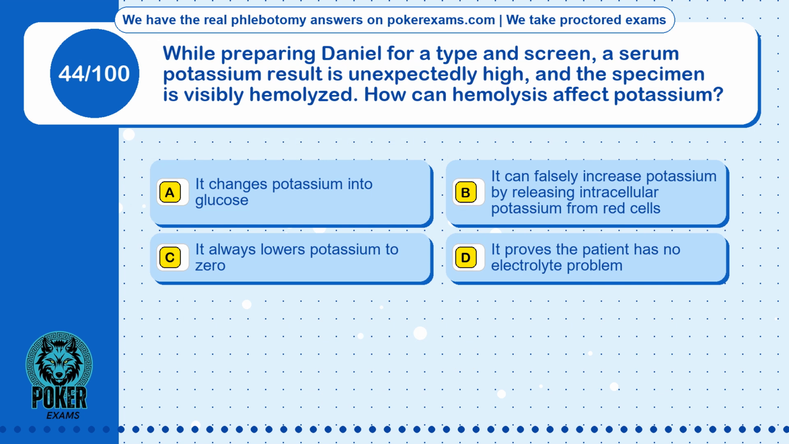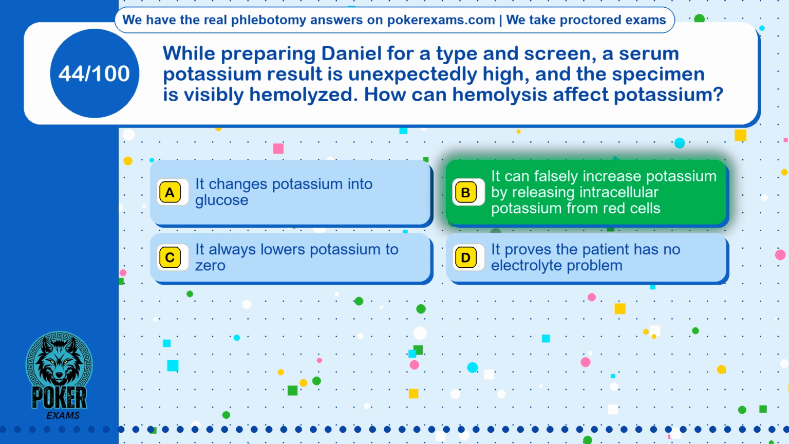Question 44. While preparing Daniel for a type and screen, a serum potassium result is unexpectedly high, and the specimen is visibly hemolyzed. How can hemolysis affect potassium? Option A. It changes potassium into glucose. Option B. It can falsely increase potassium by releasing intracellular potassium from red cells. Option C. It always lowers potassium to 0. Option D. It proves the patient has no electrolyte problem.